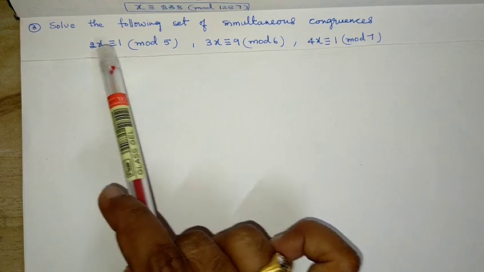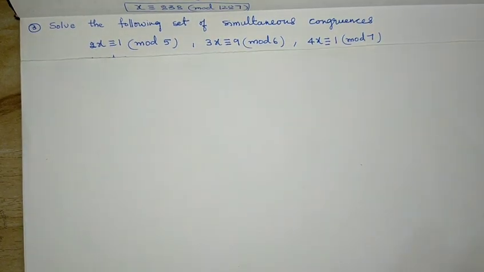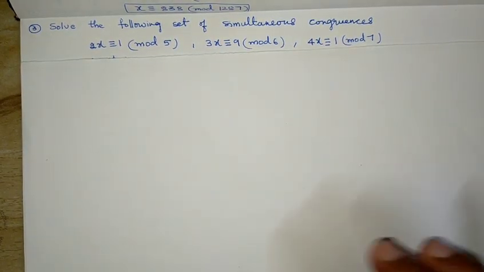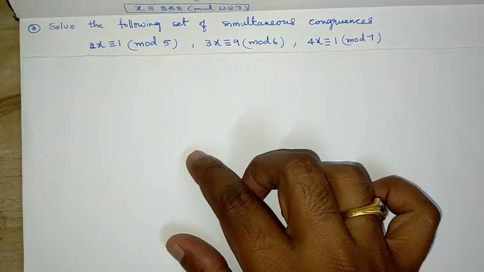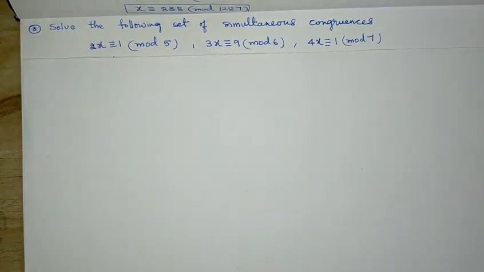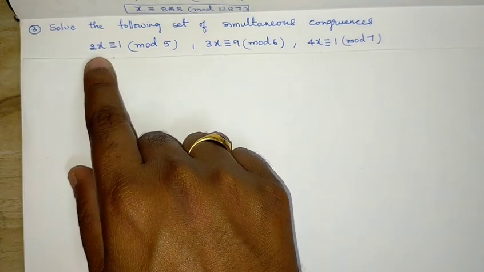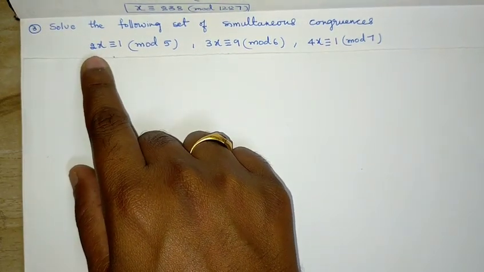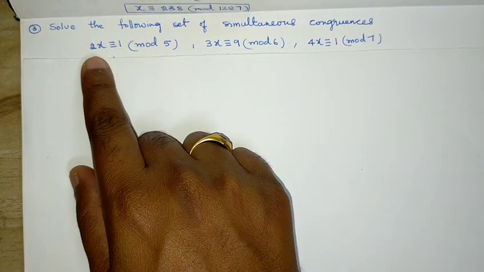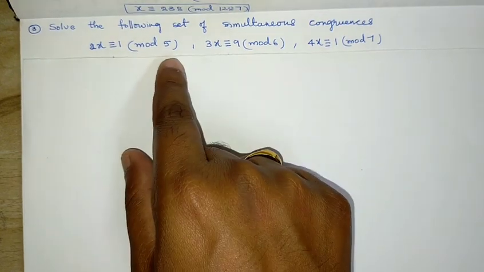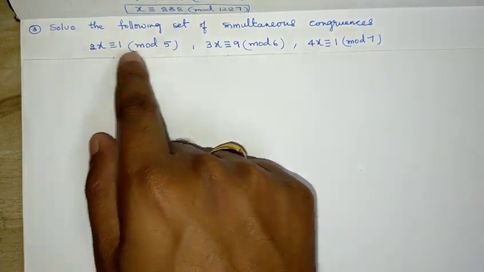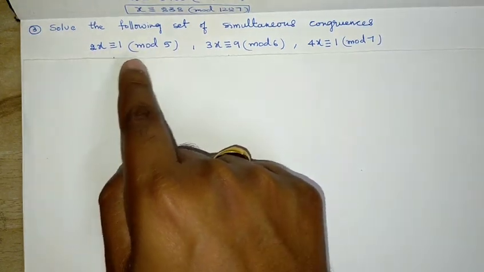But here we have 2x, here we have 3x, and here we have 4x. So let us have the same thing here. Let us have 3x everywhere. Here we have 3x already. How can you make this 3x? 2 2s are 4 and 2 3s are 6, 2 4s are 8, but 8 ≡ 3 mod 5. So let us multiply throughout by 4.